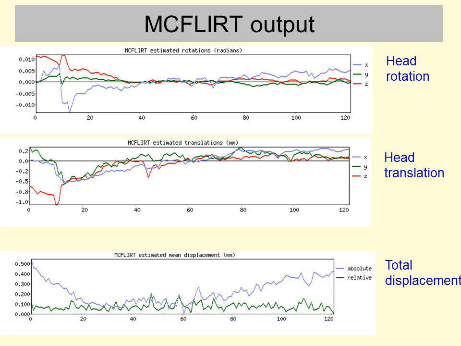So this is what the output from McFlirt looks like. The top plot here is a plot of 3 of those 6 degrees of freedom in the rigid body transformation. It's the rotations. So the blue line is the rotations in X, the green line is the rotations in Y, and the red line is the rotations in Z.